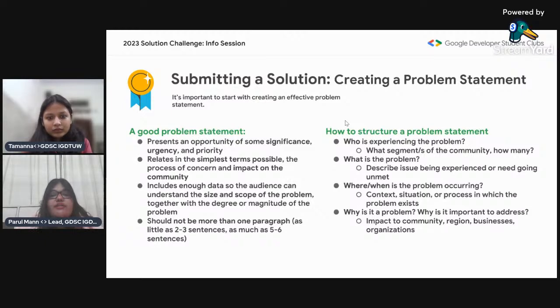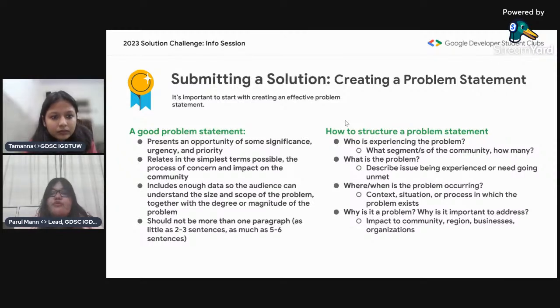It includes enough data so the audience can understand. That comes under impact, where you include data so that the people you're presenting to understand the impact of the problem you're solving. And it should not be more than one paragraph. It should have a few lines at most. It should be crisp and clear. Identifying an issue and finding a solution to it is great, but in terms of presentation you need a few crisp one or two lines that define what problem you're solving and what it is coming onto. So that is important in terms of the problem statement.